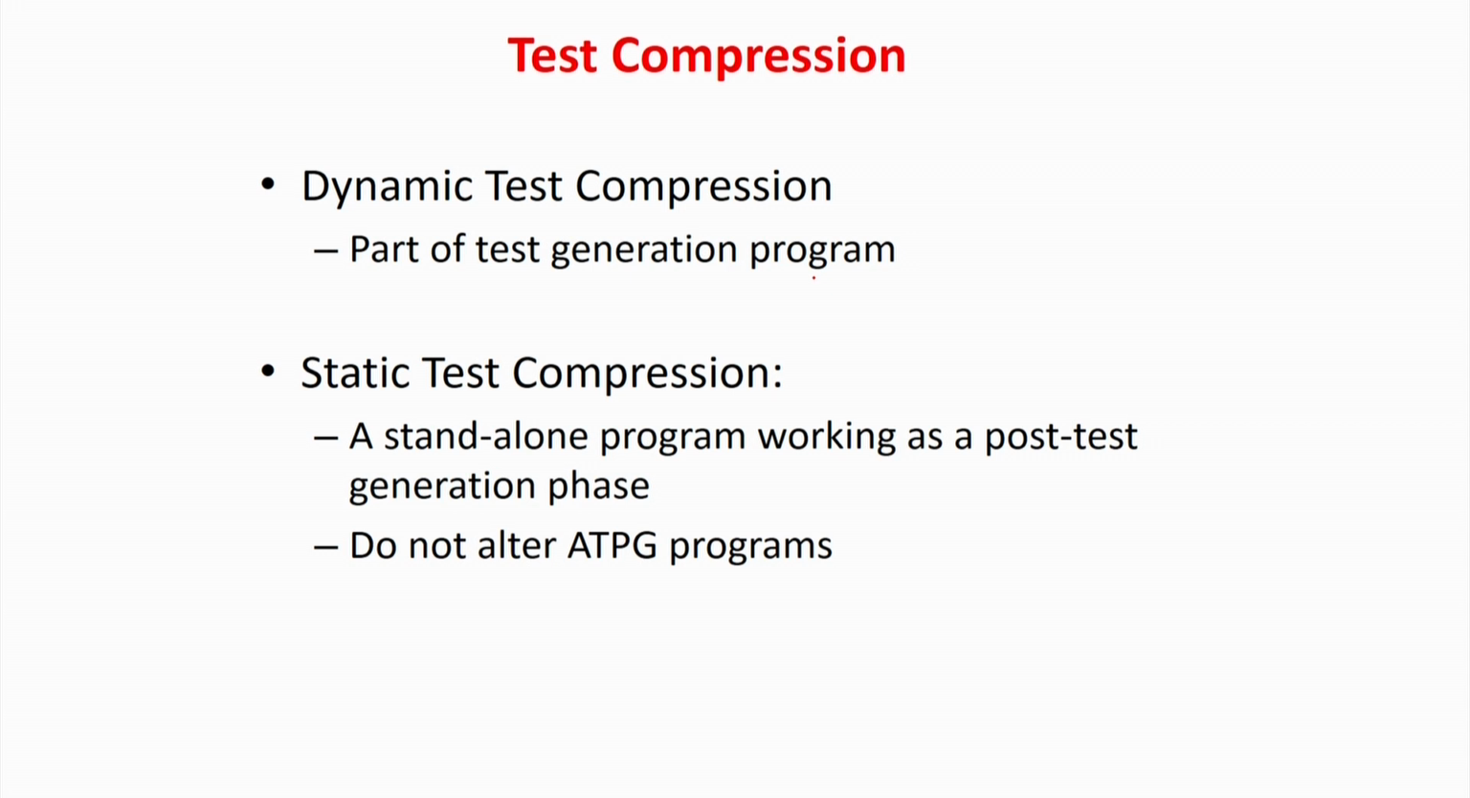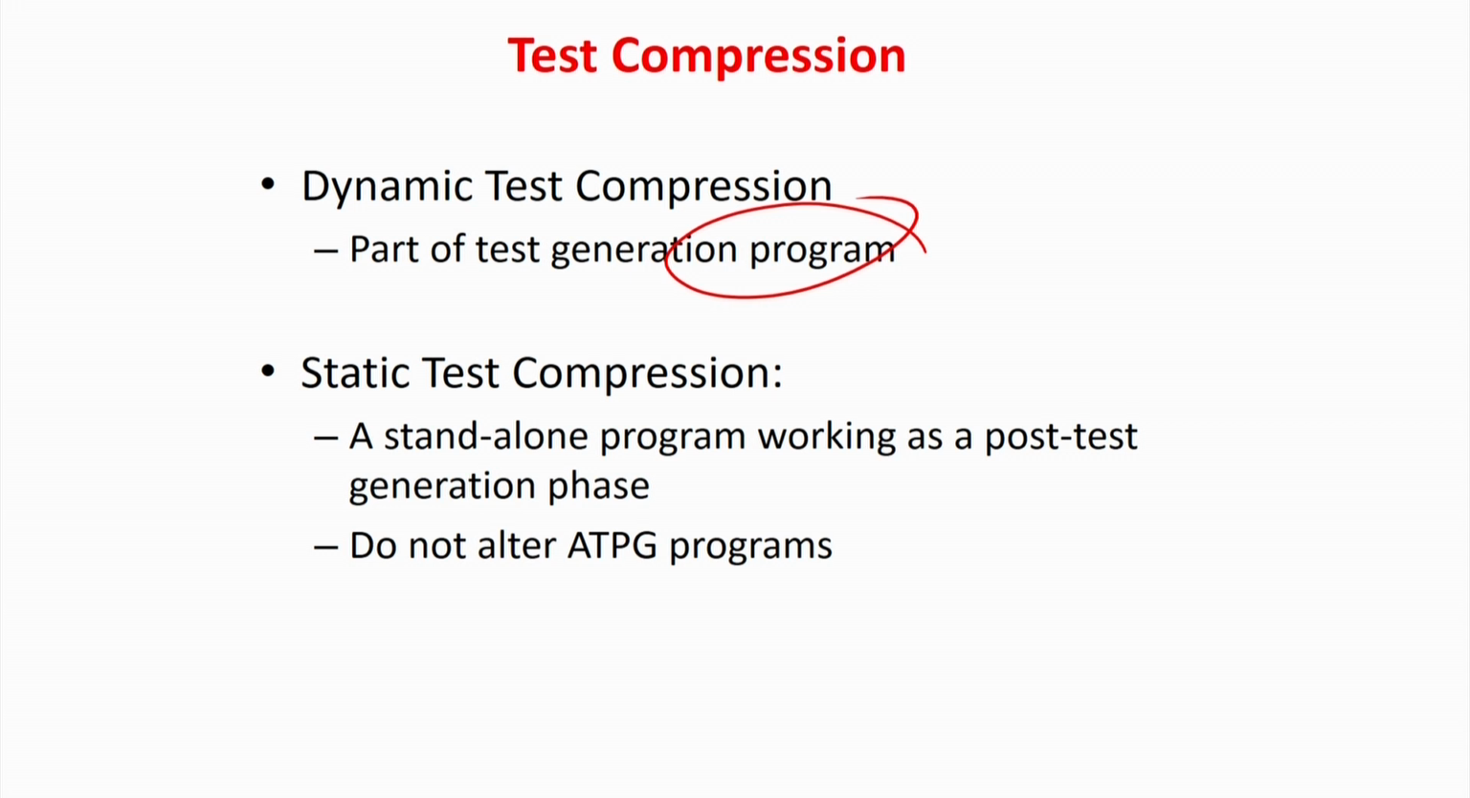There are two types of compression: one is called dynamic compression, and one is called static compression. Dynamic compression means it is part of the test generation program, embedded in the algorithm. In this case you have to modify the ATPG algorithm so that you have more excess, more don't cares, in a compatible manner, as I will show by example. In layman's language, you have to direct your ATPG algorithms to generate test vectors which are more compressible.